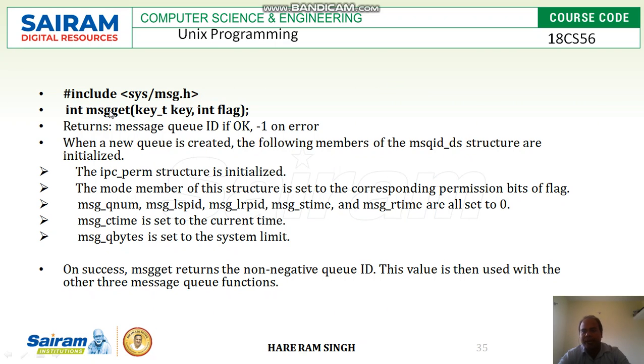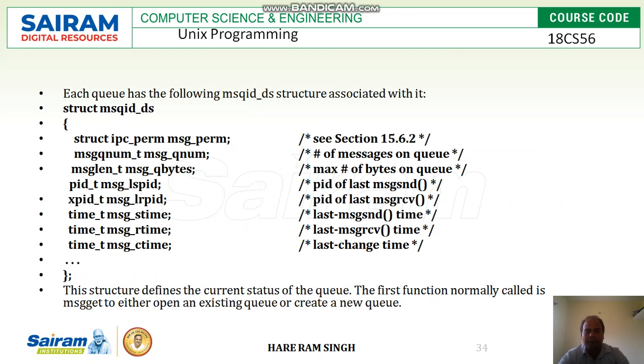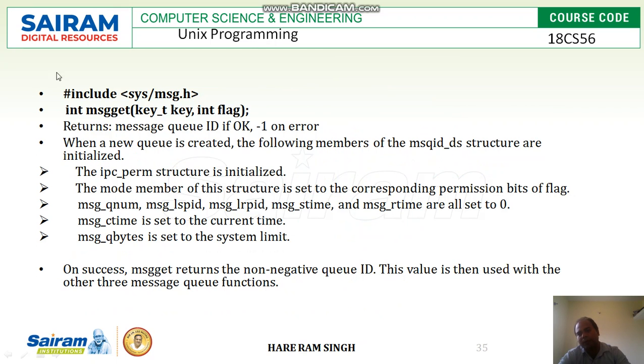Now let us look at msgget. What is its use? msgget is used to either create a new message queue or open an existing message queue. Its prototype is int msgget(key_t key, int flag). On successful creation of the message queue, it will return the message queue ID, or on error it will return -1.